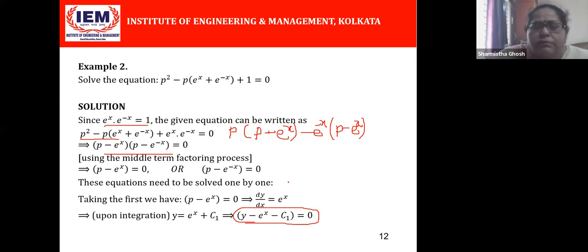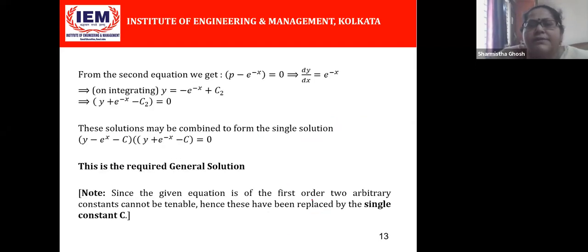The second equation we can easily solve again along the same lines, only a minus will be added. So this is your second equation, p minus e to the power minus x equal to 0. So this gives me dy/dx equal to e to the power minus x. As you now integrate this e to the power minus x, I will get minus e to the power minus x plus the constant of integration. So this gives me now y plus e to the power minus x minus c2 equal to 0. So we have two solutions for the two linear equations.